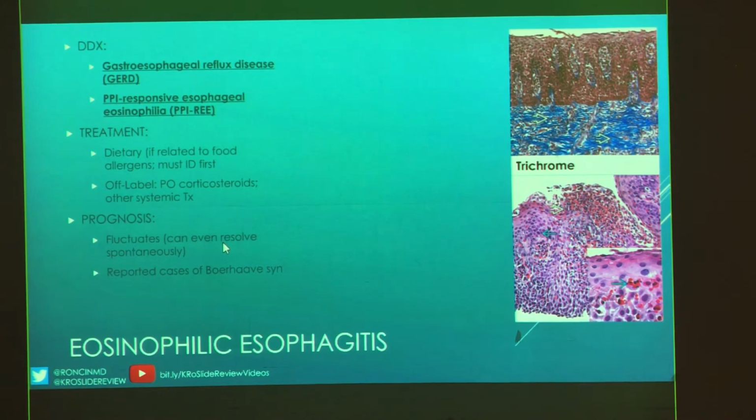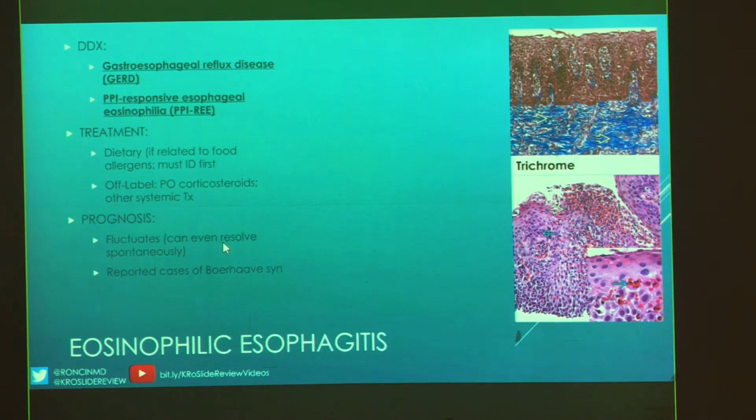Treatment, they tend to try and change their diet if it's related to food allergens, but remember, if they're doing something like this, they have to ID what that patient is responding to. So whether it's gluten or maybe proteins in dairy products or whatever it is, that has to be identified. And then off-label treatment, you could try ingested corticosteroids, and for really bad cases, they could do systemic steroids. But PO corticosteroids tend to work better.